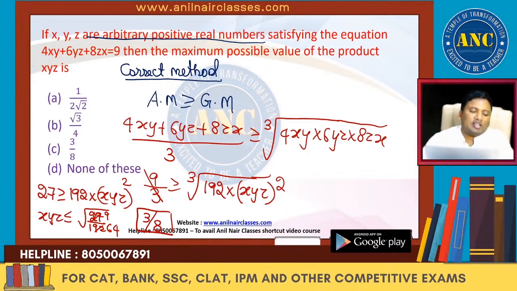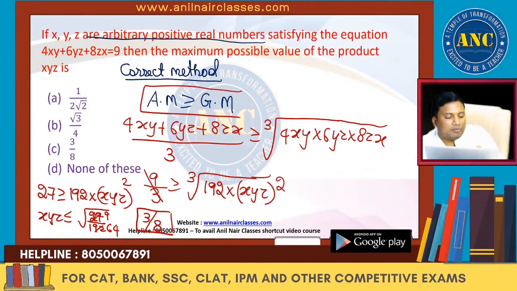4xy plus 6yz plus 8zx. So the answer is 3 by 8. AM greater than or equivalent to GM. The three variables are 4xy, 6yz, 8zx. Sum of the quantities by number of the quantities is 9 by 3; 3 cube is 27. 27 greater than or equivalent to 192 into xyz square. So under root it is 9 by 64. Root of 9 is 3. Root of 64 is 8. It is 3 by 8.